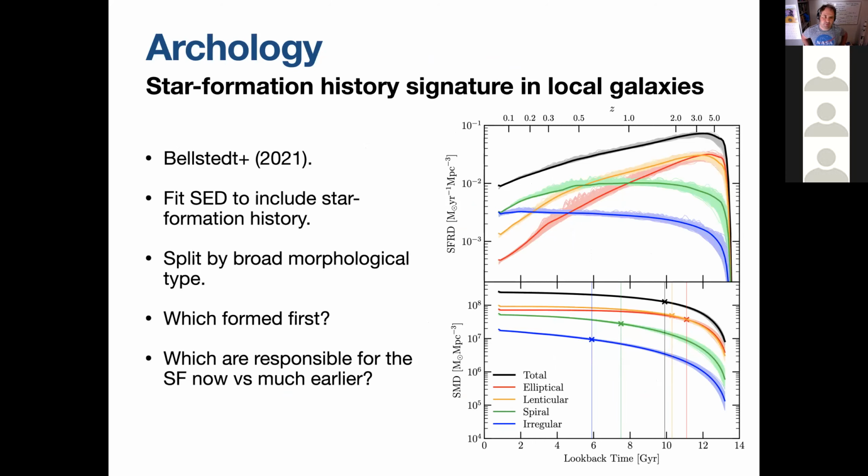A fantastic example of that is Sabine Bellstedt's paper. She, once again, took the GAMA survey, but now fitted SED models that included a star formation history. So when exactly did they form stars? And so you have a shape of the star formation history. Is it like everything formed 10 gigayears ago, and then it just evolved passively? Or was it just a flat rate of star formation? Or was there a model, something like, did it ramp up or slow down?